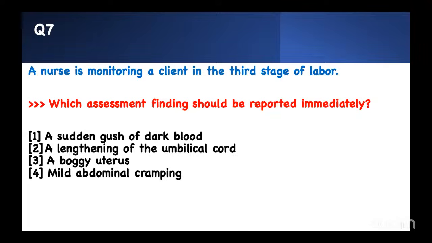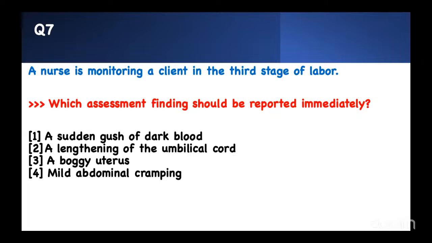Second one, the placenta is going to lengthen as it comes out. As the blood gushes out, the placenta separates from the wall and the umbilical cord lengthens. So, two, lengthening of the umbilical cord is an expected finding during stage 3. A boggy uterus is bad because it will not allow the placenta to come out. Therefore, postpartum hemorrhage. That is the problem.